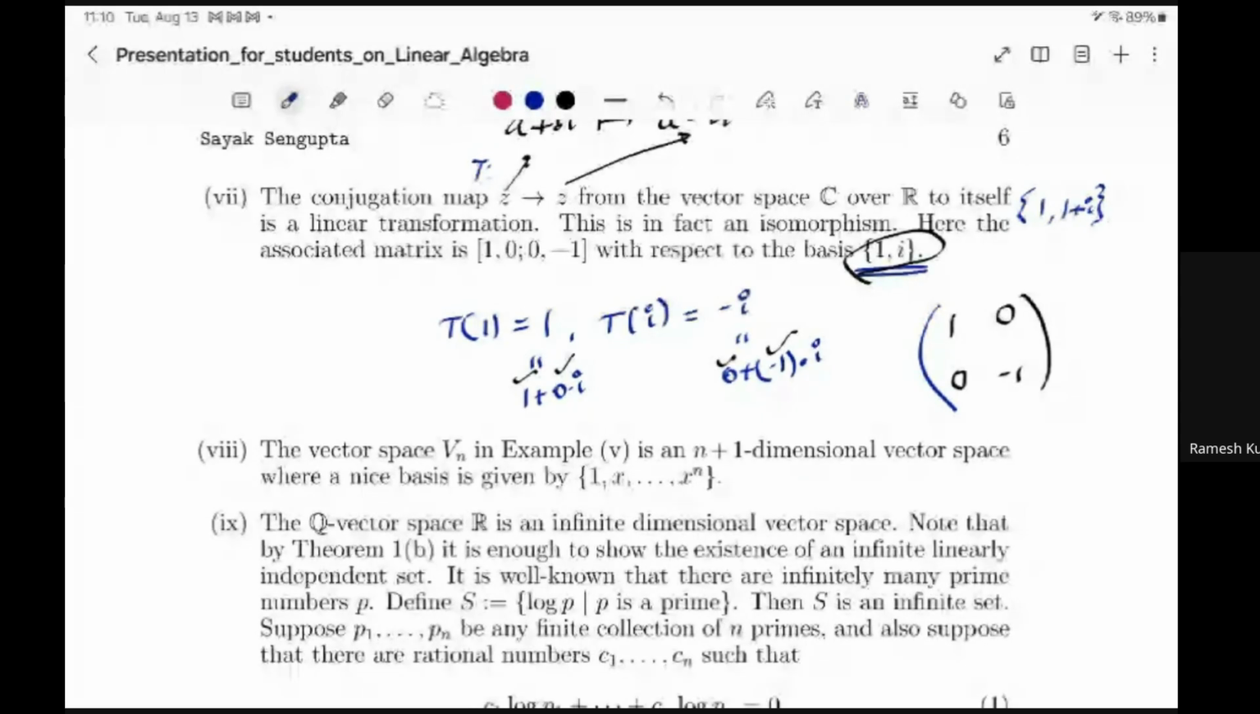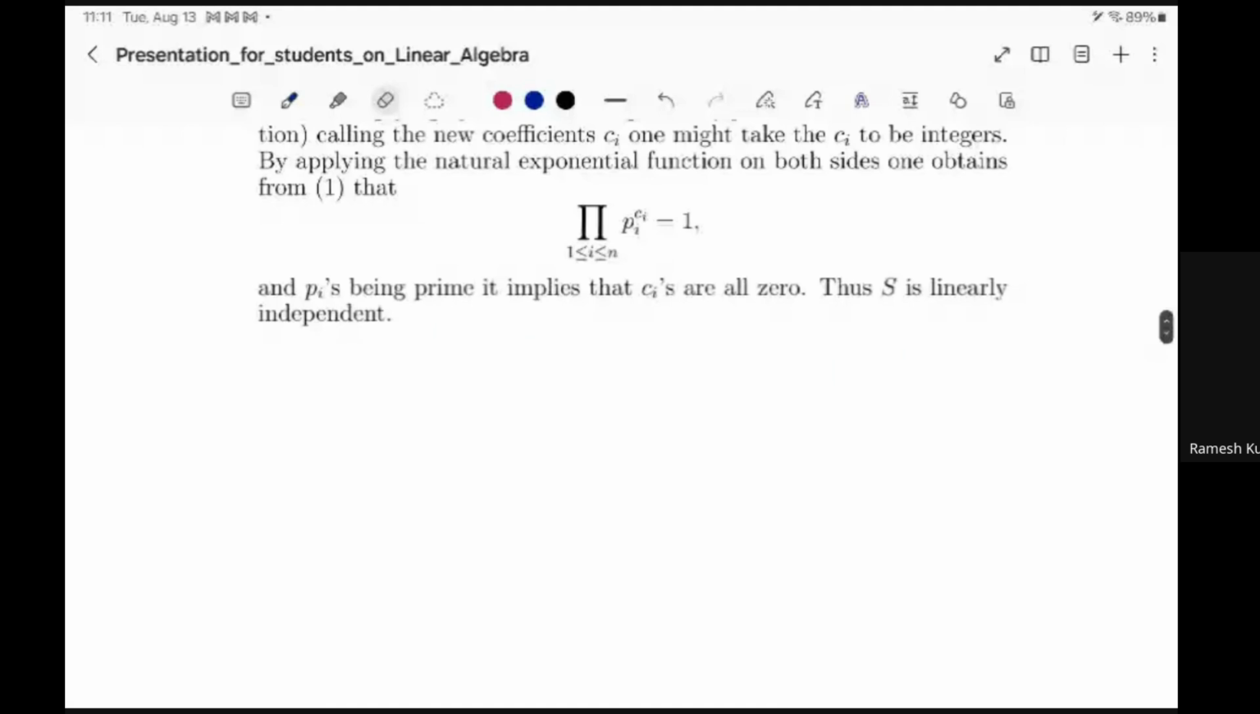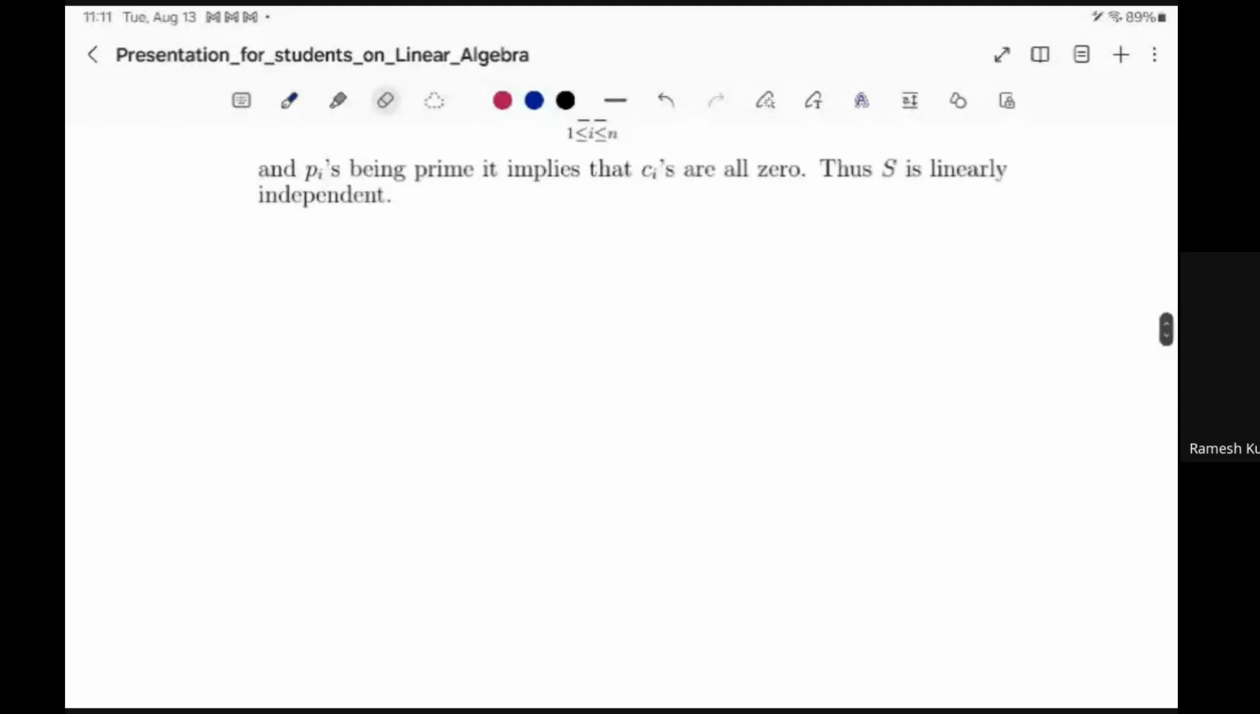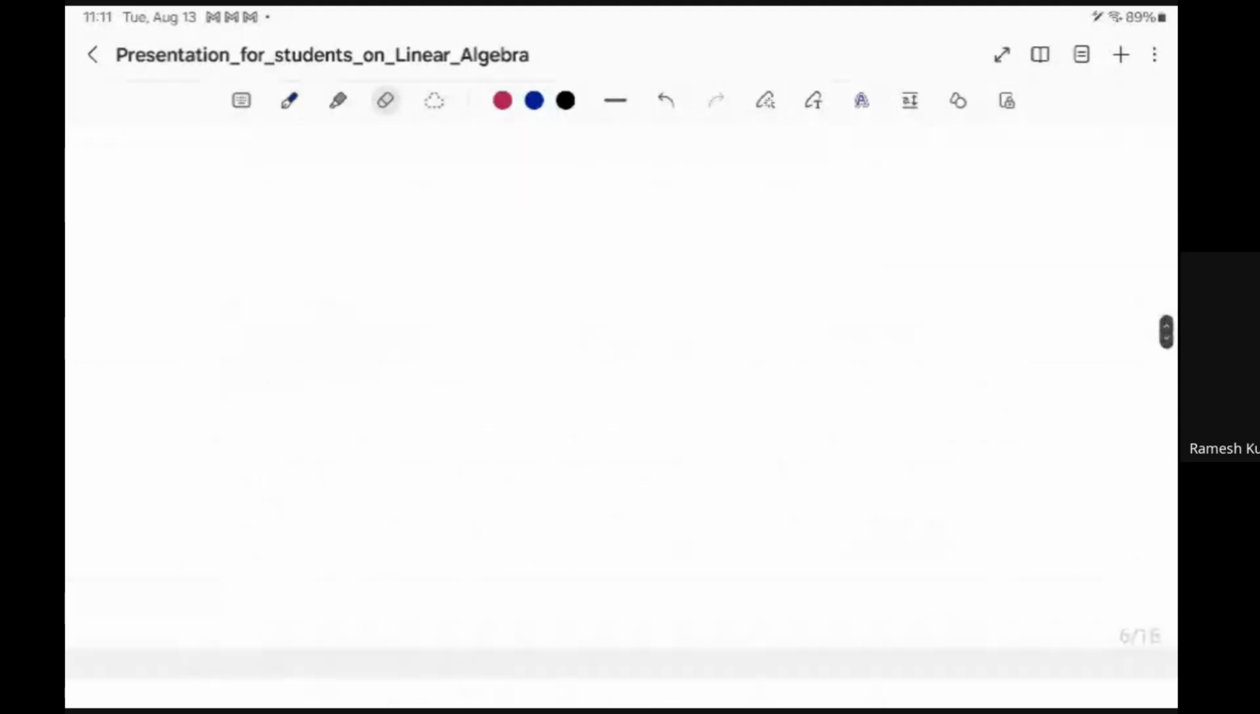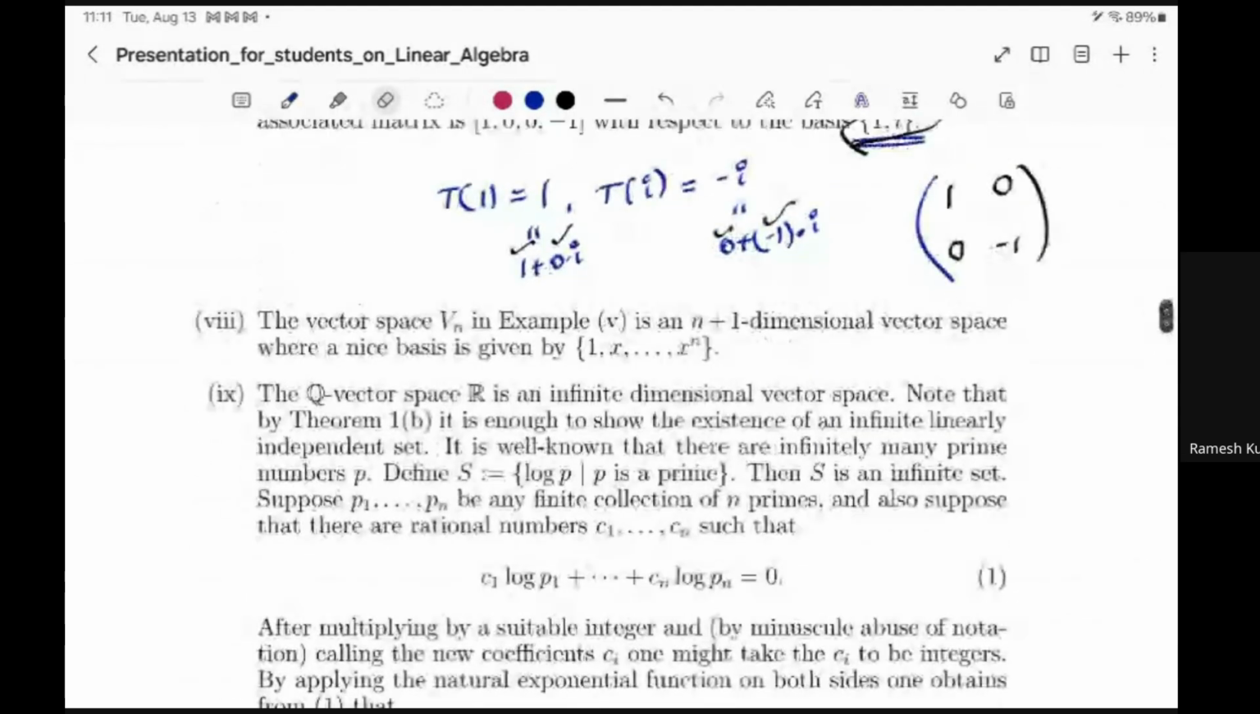And can you convert it to a matrix, sir? Yes, so let's try that. Let me see if I can add a page. Yes, let me just add a page here so that I don't have to remove anything.